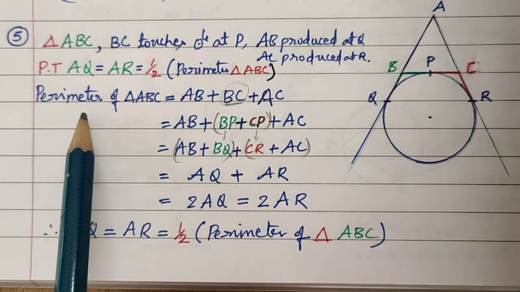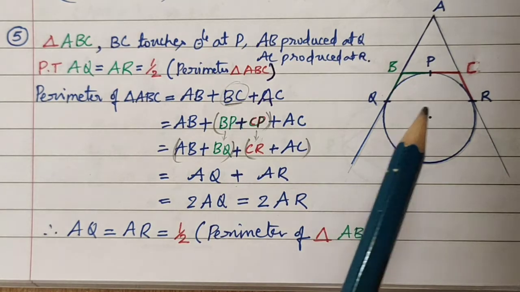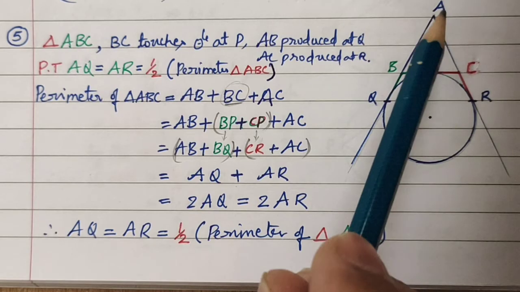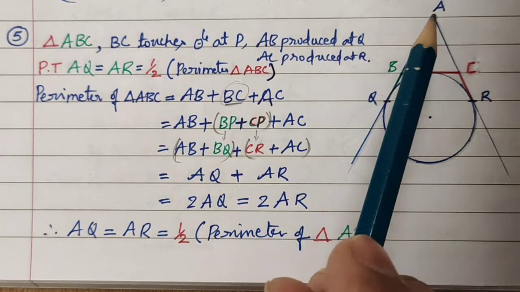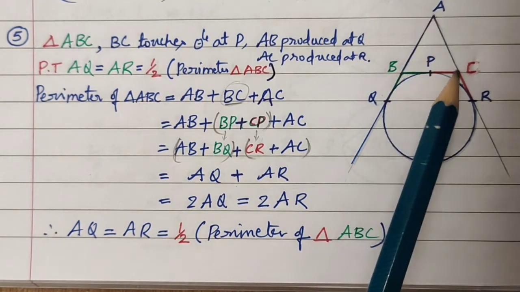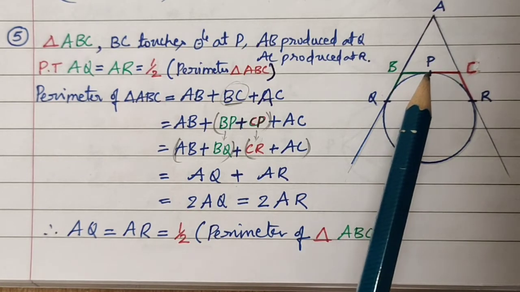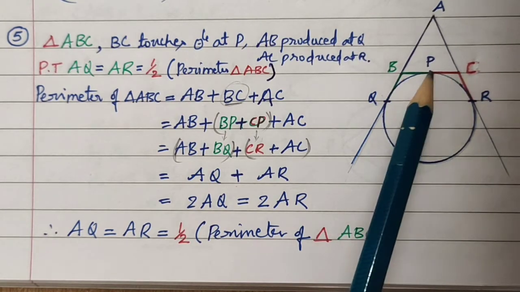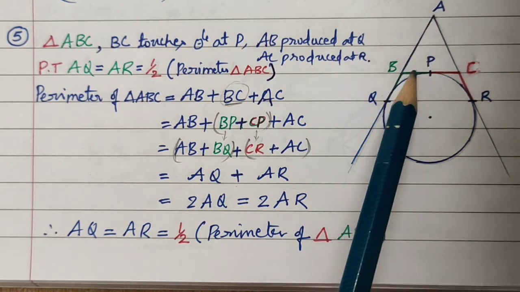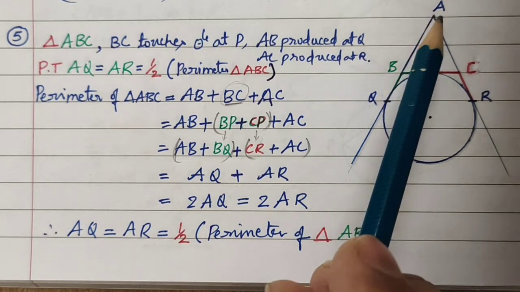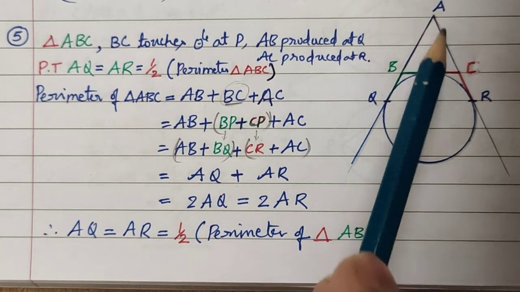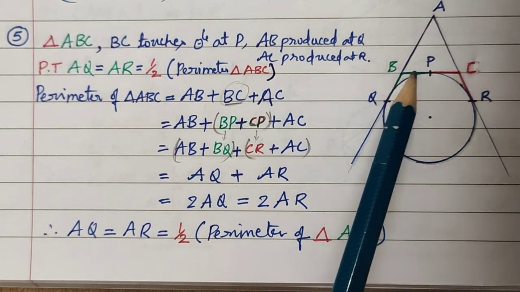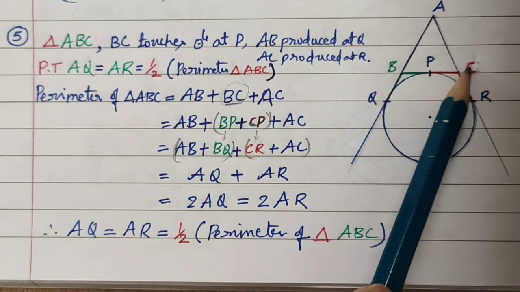Let us take the perimeter of triangle ABC. What is the perimeter? AB plus BC plus AC. We are keeping AB and AC as they are, and we cannot do anything with them. We are only splitting BC, because it can be split into two parts: BP plus CP.